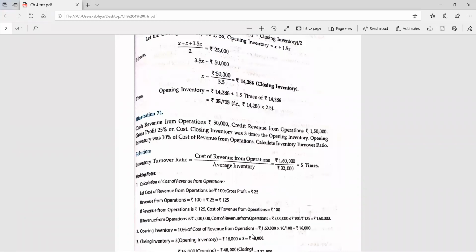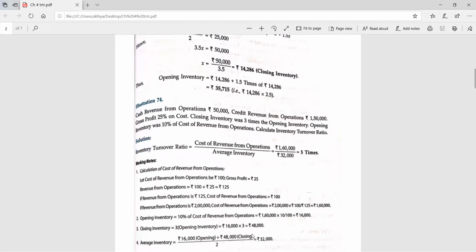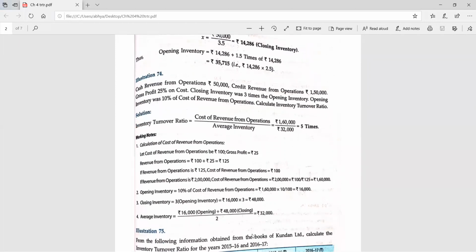Now find out the average inventory. One variable we have found out. Now the average inventory. Opening inventory was 10% of cost of RFO. And closing inventory was 3 times the opening inventory. So first find out the opening inventory. What is the opening inventory? 10% of cost of RFO. What is the cost of RFO? 1,60,000. So 10% of this, 16,000.